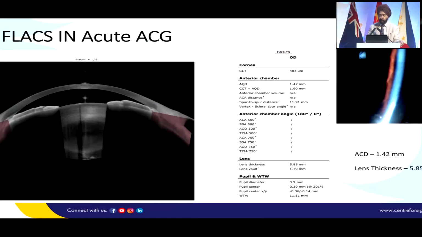You can see this patient had angle closure glaucoma. Iridotomies were done, didn't help. Just see the thickness of the lens. You can see it's a huge thick lens that you have. The answer here is 5.8 millimeter. You do whatever you want to do, the pressures will not subside.